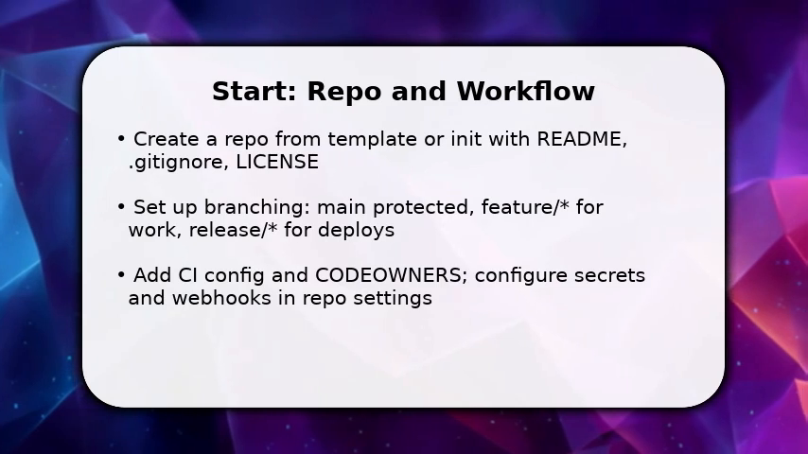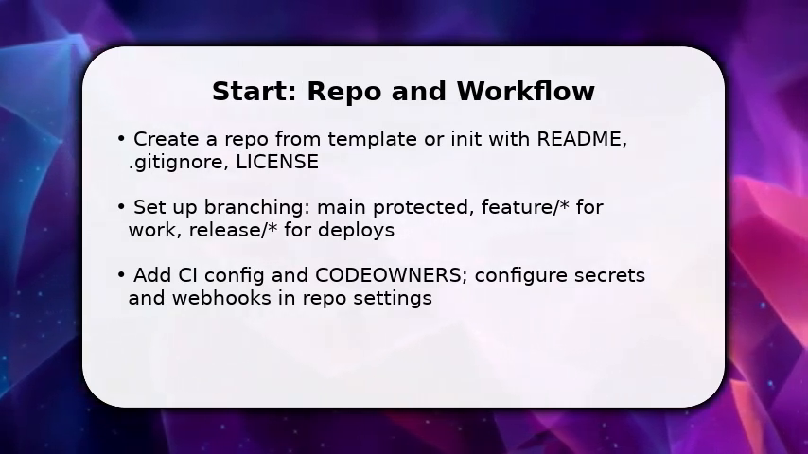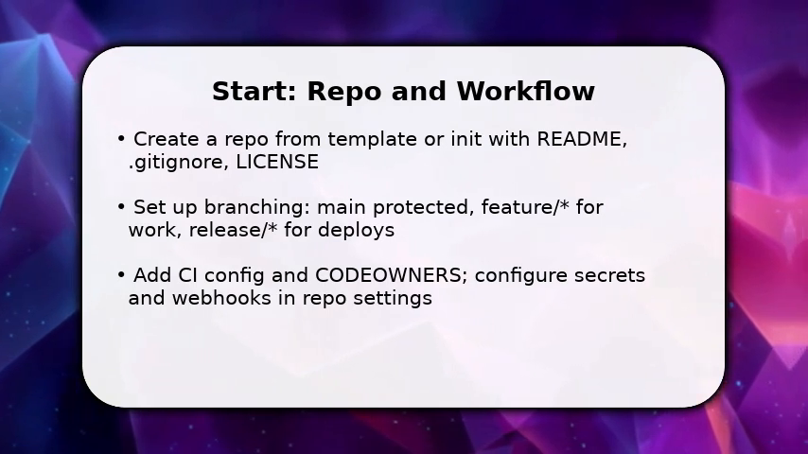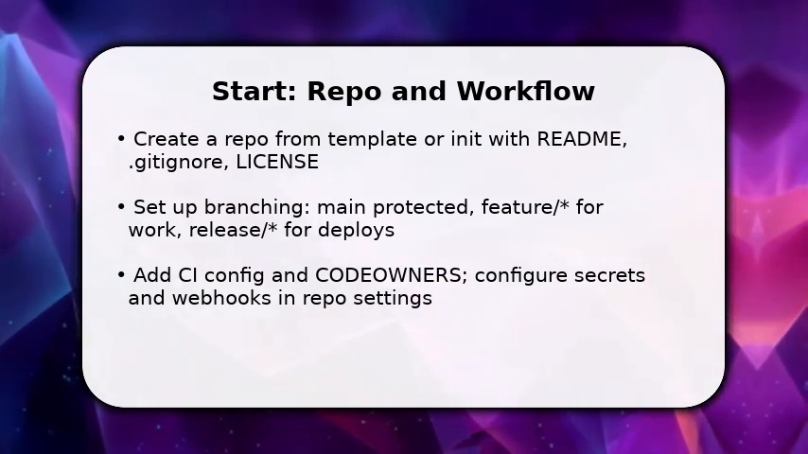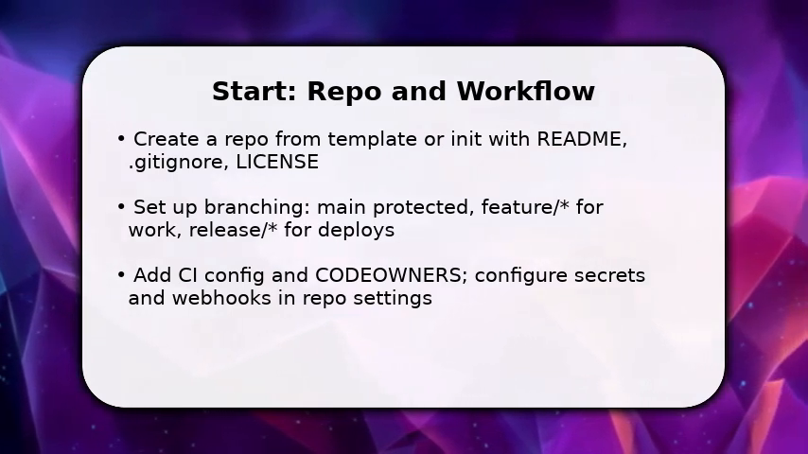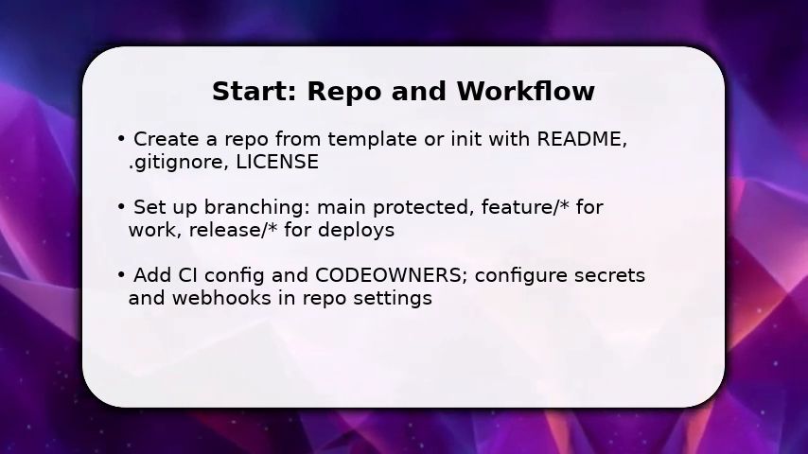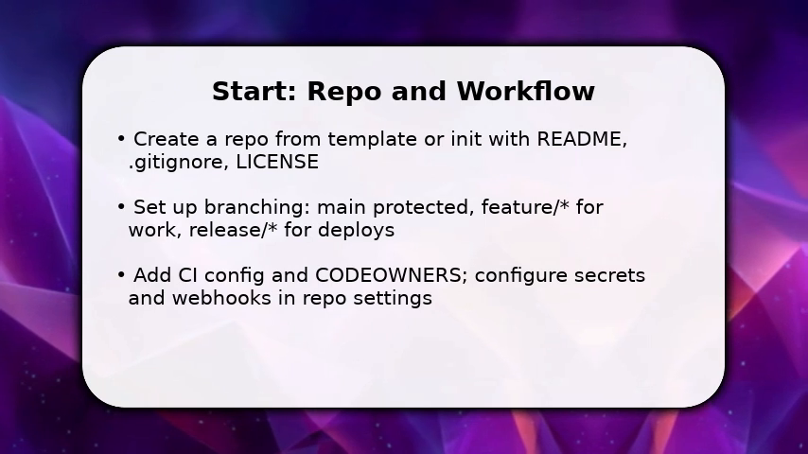You'll begin by preparing a repository that teams can use immediately. Create or clone a repo, add a focused README, git ignore, and a license. Once done, enforce branch protection on main and create feature branches for active work. Make sure continuous integration is configured and add code owners to route reviews.